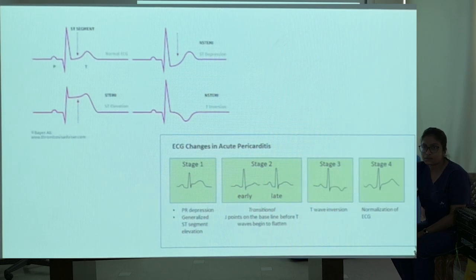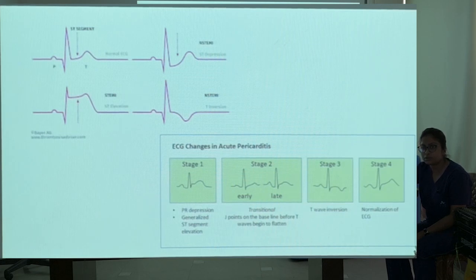Myocardial injury as well as the myocardial oxygen demand supply imbalance is there. No, but why ST elevation? Ventricular depolarization. So where is the damage? Mostly the ventricular persistent depolarization phase.